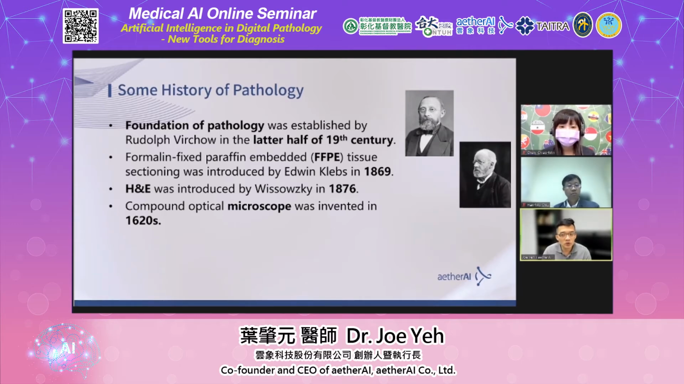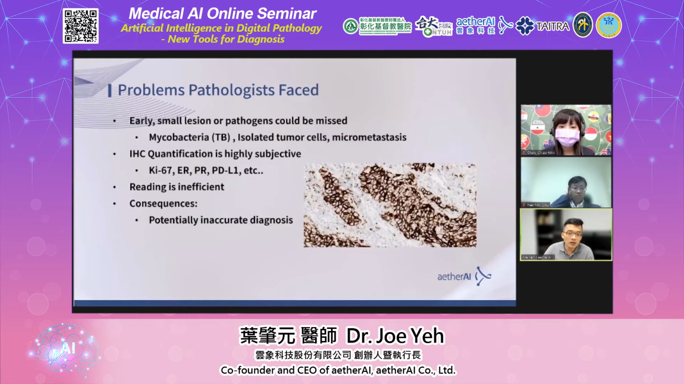And of course, you need some staining to provide contrast in the tissue. And the most popular staining method, the H&E method, was introduced in 1876. And finally, of course, you need a microscope. And the common microscope structure was invented in the 1620s. Why do I put these numbers of years here? It is because these methods have been in place for the past 150 years and have not changed. So in a sense, pathology is a very traditional discipline. And I think that actually leads to some problems that pathologists face in their daily workflow.